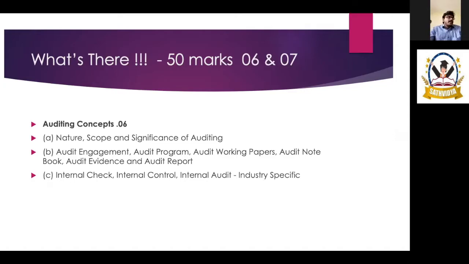So what's there in the 50 marks? These 50 marks are chapters 06 and 07. So 06 is the chapter name for auditing concepts. In this, the basic concepts are: the nature, scope and significance of auditing, audit engagements, audit program and audit working papers, audit notebooks, audit evidence and audit report. And next, internal check, internal control, internal audit and industry specifics.